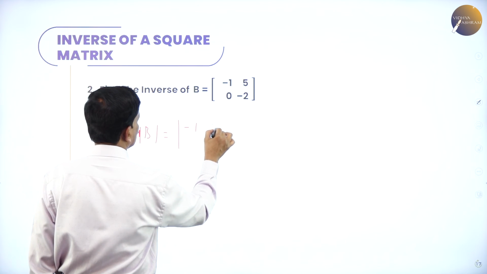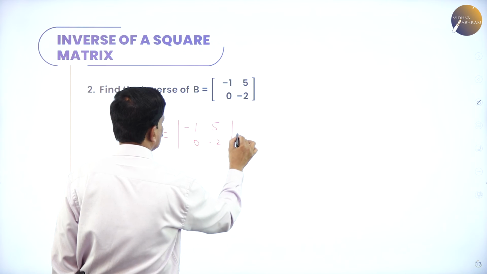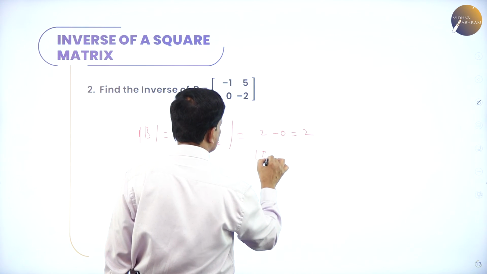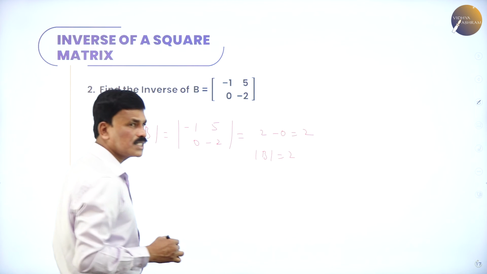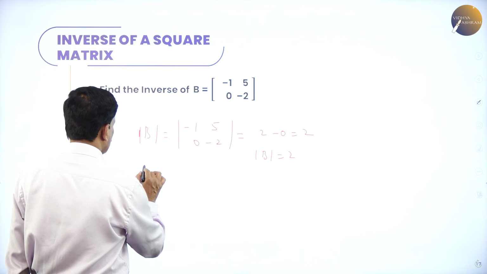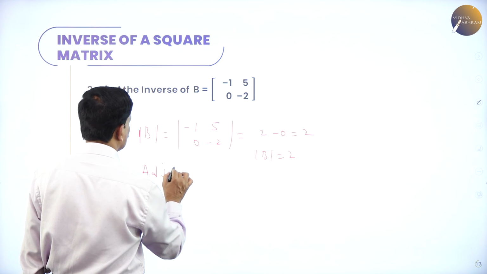Determinant of B is minus 1, 5, 0, minus 2. This is equal to 2 ones are 2, minus 0 is 2. Determinant of B is equal to 2. It is a non-singular matrix. Inverse exists. So, find out the adjoint of B.